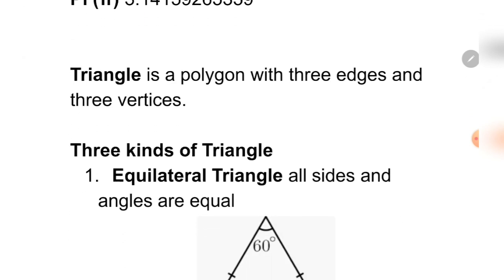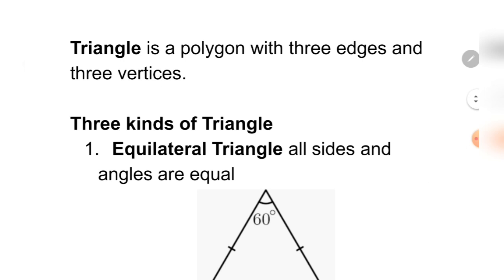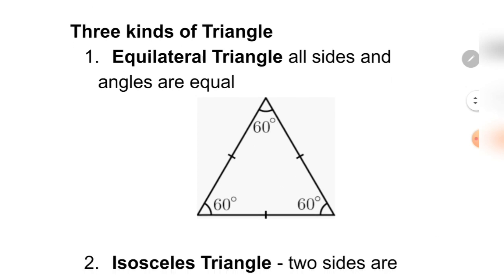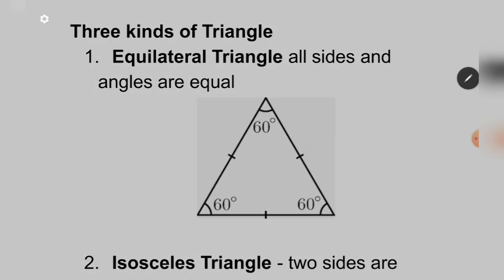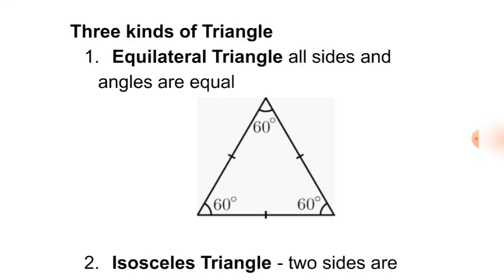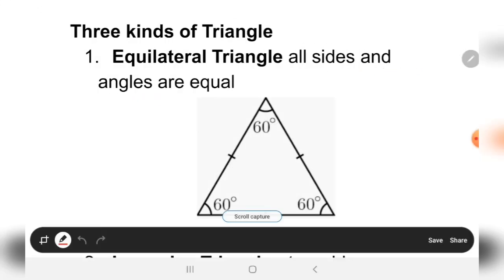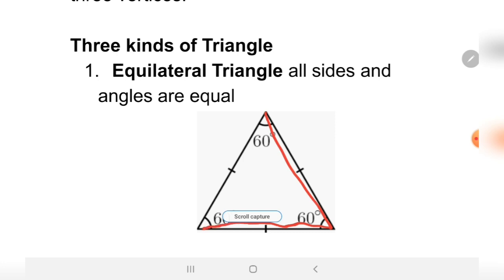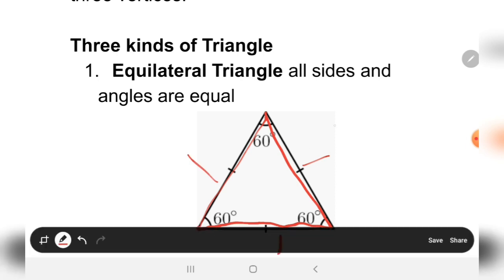Okay, let's move on. Triangle, the first polygon. A triangle is a polygon with 3 edges and 3 vertices. There are 3 kinds of triangle, and the first is the equilateral triangle. What do you mean by equilateral triangle? All sides and angles are equal. It means that we have 3 angles here, or 3 sides here. These 3 sides are equal.